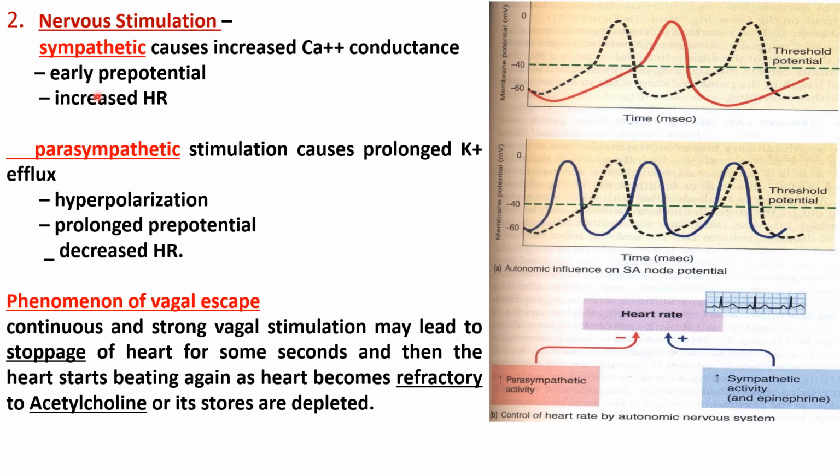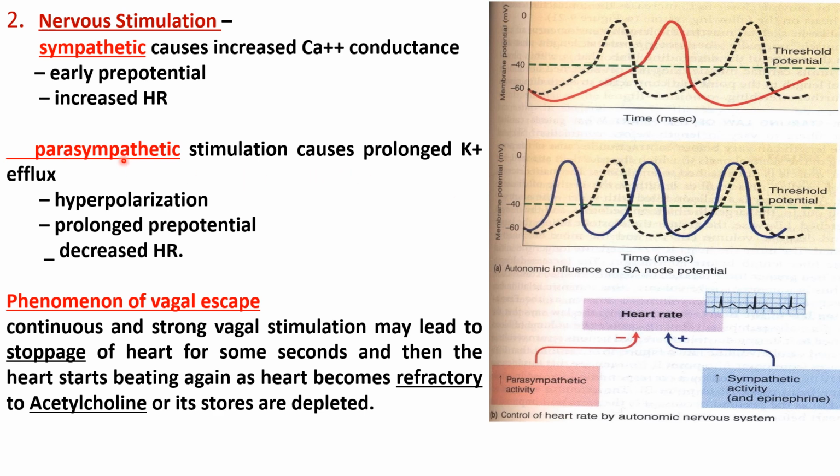Now we are at the point of nervous stimulation. If the body needs more heart rate to increase the pumping action of the heart and to increase the supply of blood to the body, it tells the brain, and the brain through the sympathetic nerves asks the SA node to increase the heart rate. And what do the sympathetic nerves do? They cause increase in the calcium conductance to make the prepotential more steep. It comes early, it reaches early at the threshold level, and the impulse is generated.